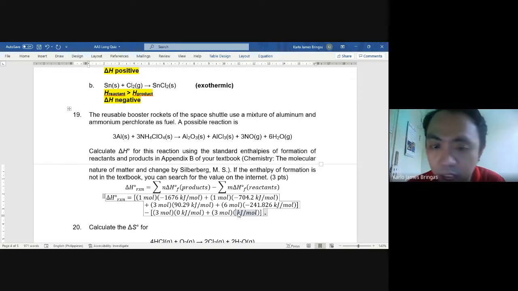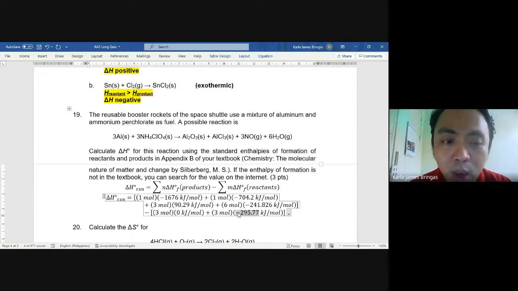So understandably, we will have different values depending on the sources that we find on the internet. So what I just found right now from the internet is the following value, negative 295.77. So to take into account the differences in values, our K-hub is allowed to compute for a range of values. So any value close to the computed value that I have will be considered to be correct.